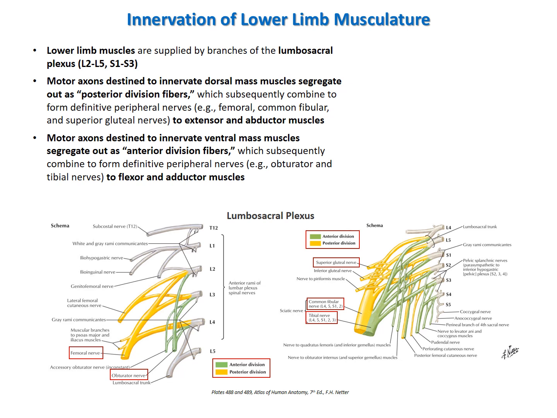Dorsal mass muscles develop into extensor and abductor muscles of the lower limb and are innervated by femoral, common fibular, and superior gluteal nerves. Ventral mass muscles develop into the flexor and adductor muscles and are innervated by the obturator and tibial nerves. Again, you will learn further details in the dissection lab, which reinforces this embryology.